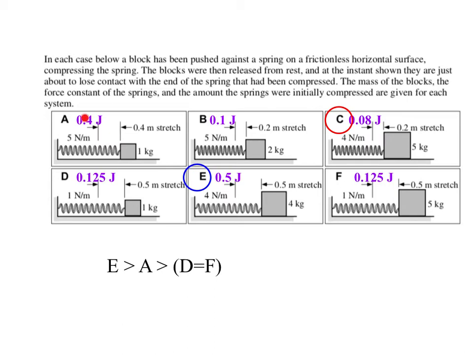Doing that, we get 0.4 joules, 0.1 joule, 0.08 joule, 0.125 joules, 0.5 joules, and 0.125 joules. It's interesting to look at D and F: they have the same spring constant and the same stretch. Therefore, they'll have the same energy, and it doesn't matter that the mass is different, because the mass doesn't tell you how much energy is stored in the spring. Anyway, we can see pretty easily that the 0.5 wins and the 0.08 is least. So E is more than A. It's more than D is F, which for some reason right here is bigger than B.